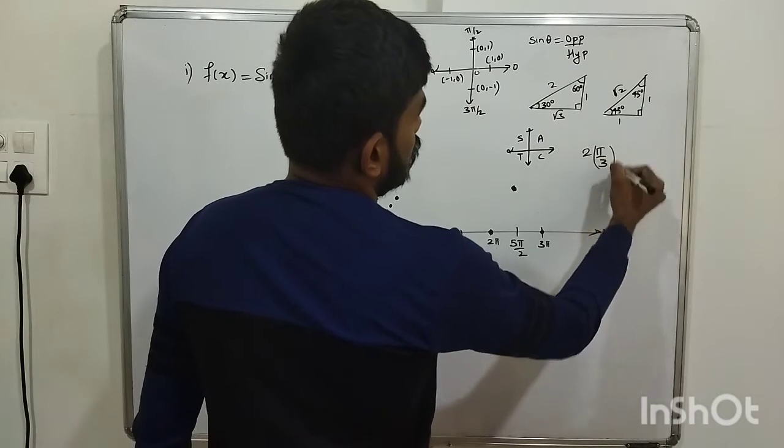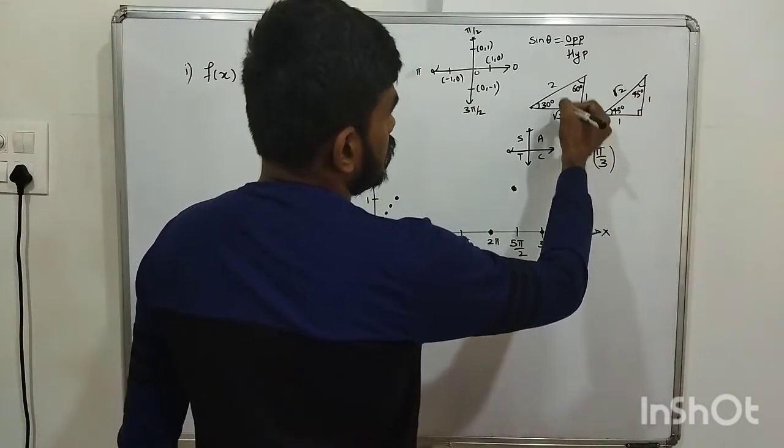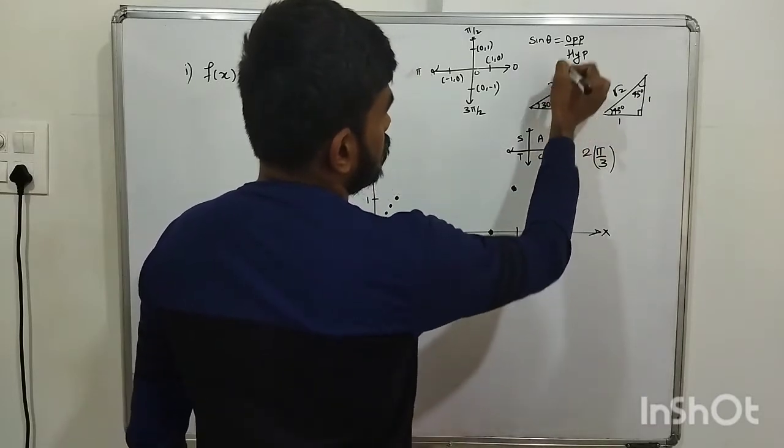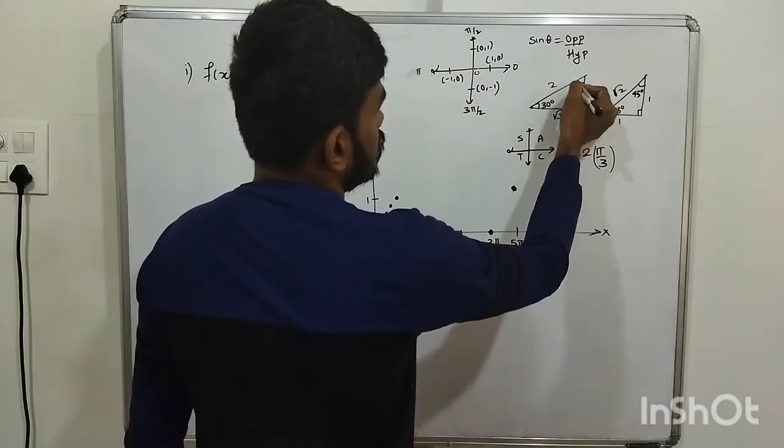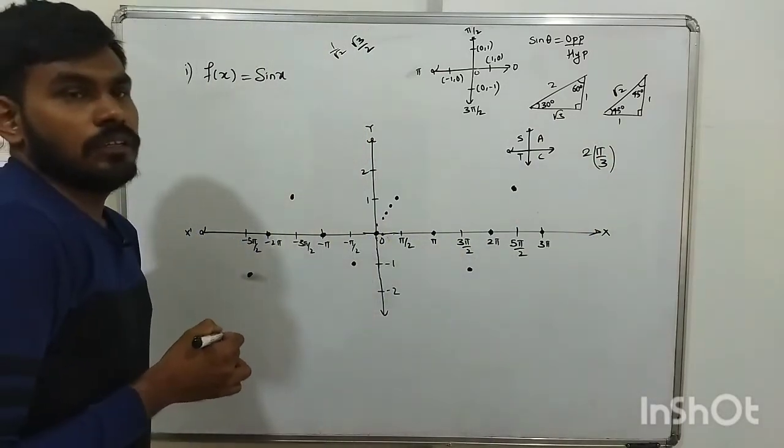Just see this angle, pi by 3. Pi by 3 means sine of 60 degree. Sine 60 is root 3 upon 2, correct? Sine 60, root 3 upon 2, opposite upon hypotenuse. For 60, opposite is root 3, hypotenuse is 2. So this is root 3 upon 2.